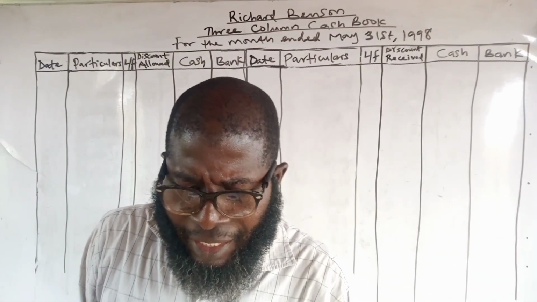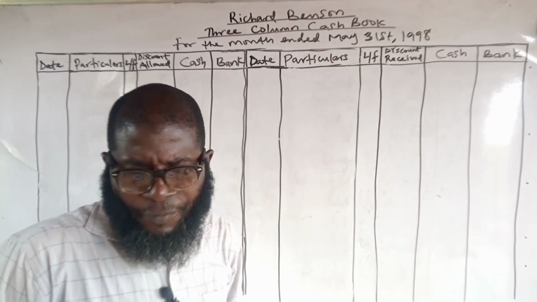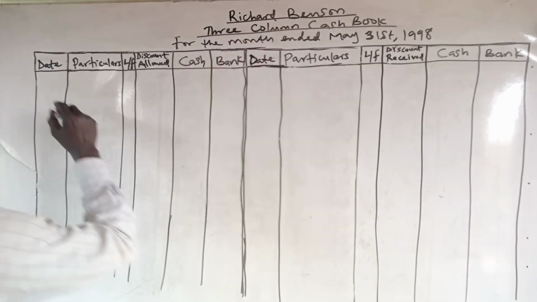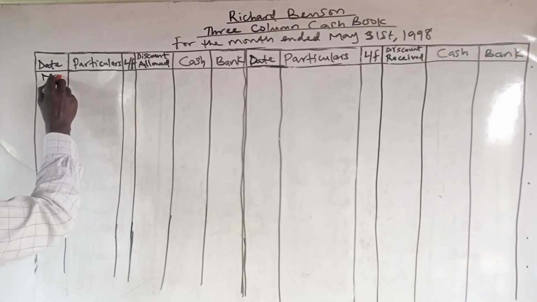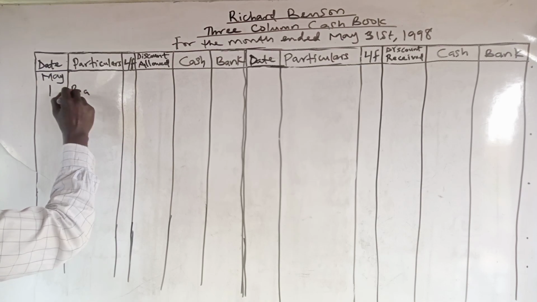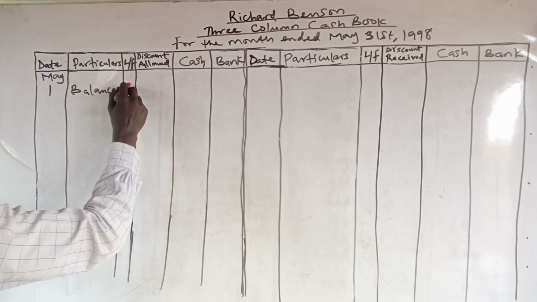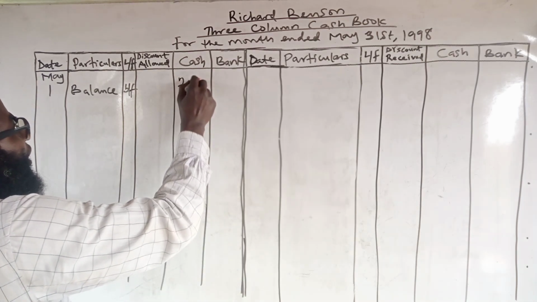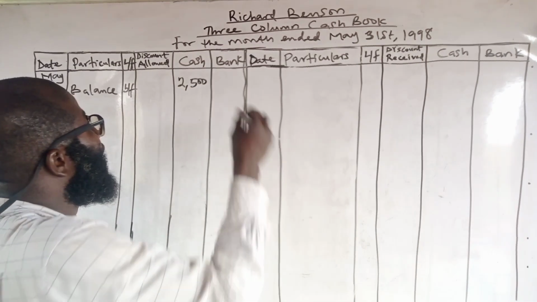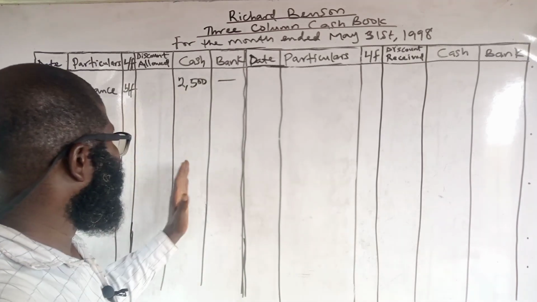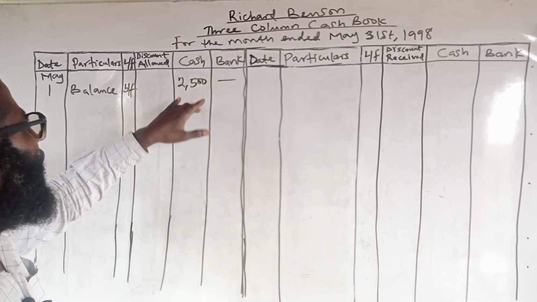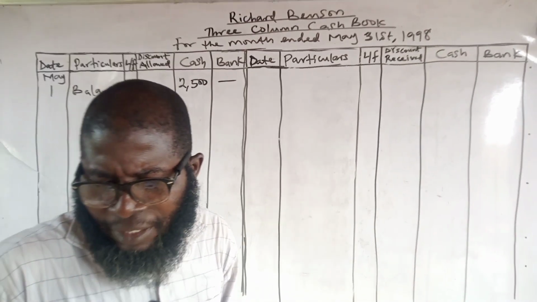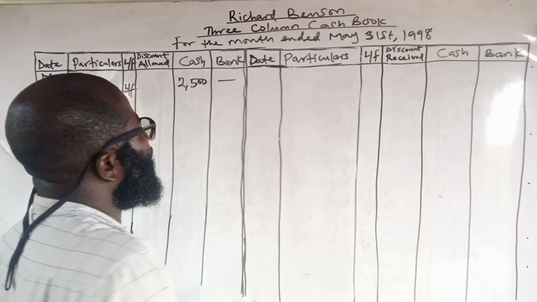Now, for May 1st, cash in hand 2,500, bank overdraft 9,800. You come here, write May here. Then May 1st, we have balance brought forward for 2,500 naira. For the bank, there is no balance brought forward on the debit side. Cash 2,500 naira. Then for bank, we don't have any balance on the debit side.